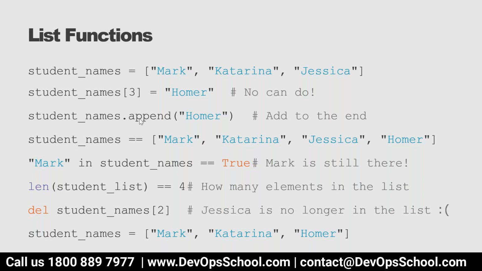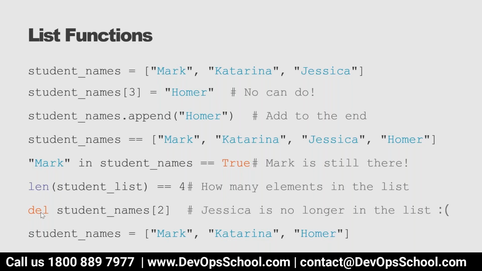You have to use the append function to add the element. So here you have three elements: Mark, Katrina, and Jessica. And if you want to add something like at line number 2, you cannot do that. So you have to use the append functionality. So here, append, len and del.